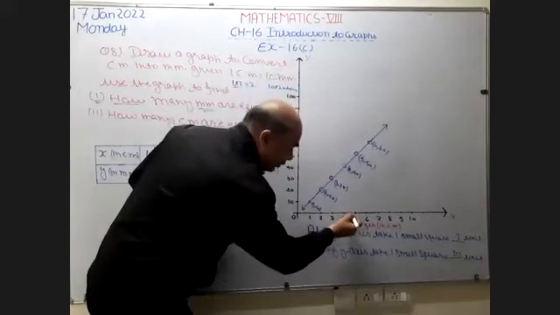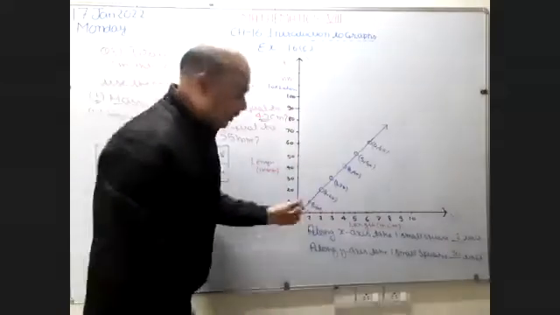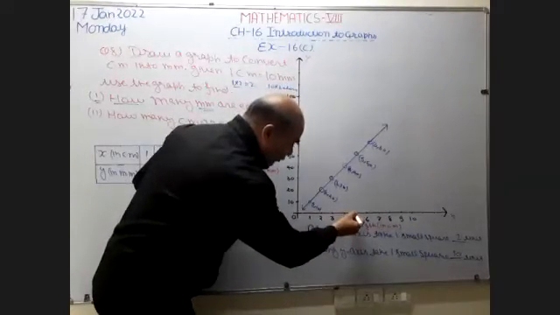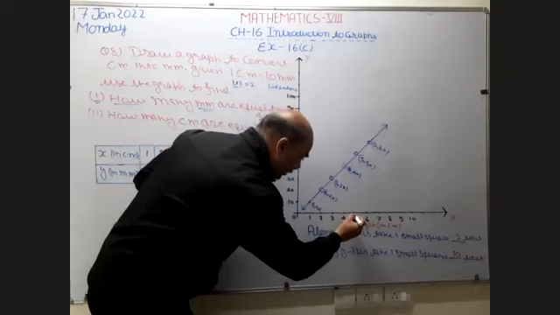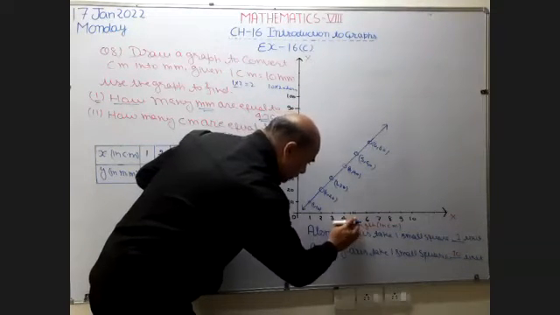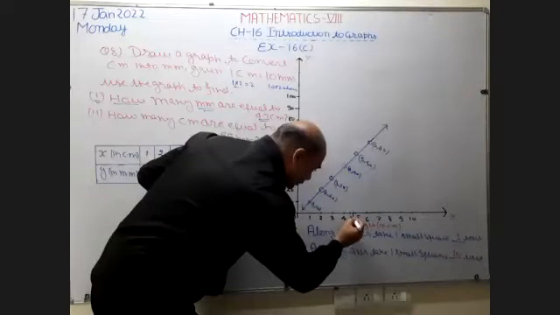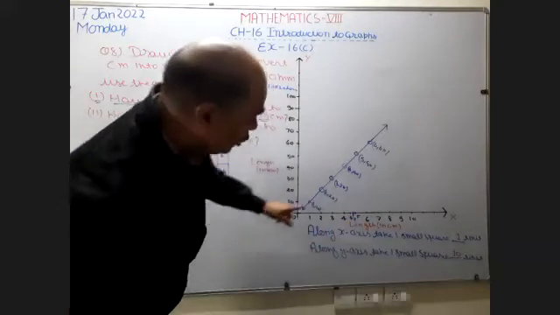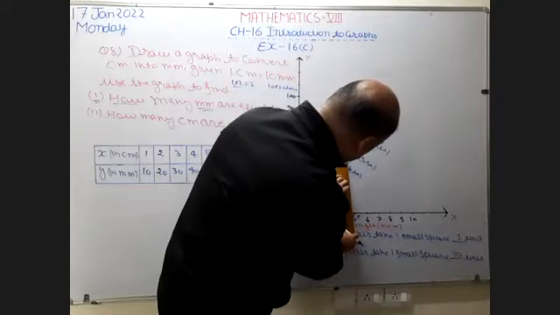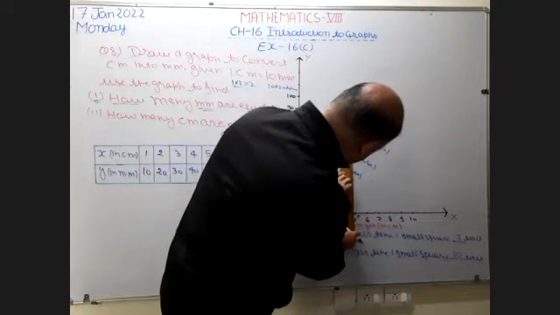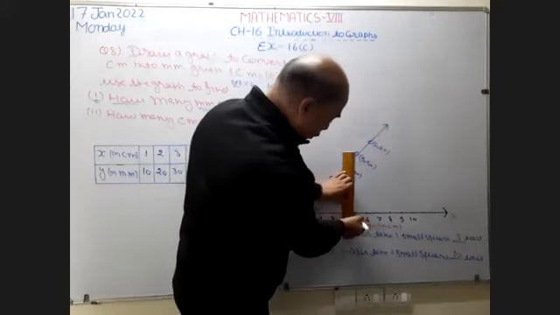Between 4 and 5, which point is there? Between 4 and 5, 4.5 is there. After 4.5, take 4.7 here. Suppose this one is 4.7. So this one is your 4.7. Okay. Take this 4.7 on the graph. See, this is your 4.7.